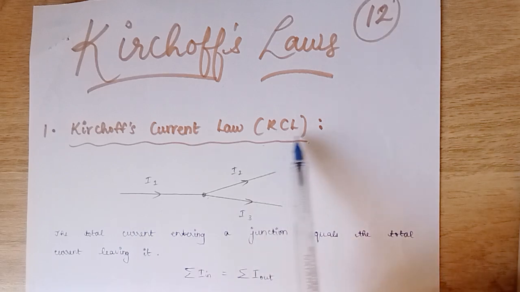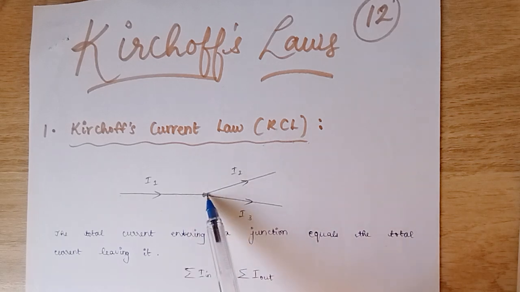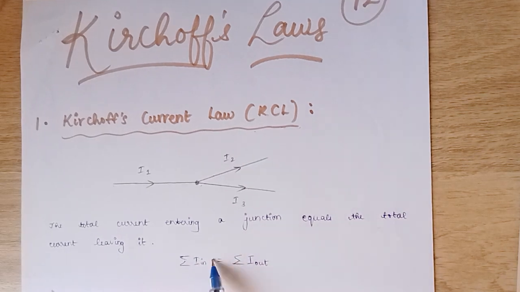Kirchhoff's current law states that the total current entering a junction equals the total current leaving it, which means the total current that enters a junction and the total current that leaves the junction will be equal. That is sigma of I in, or I entering, where I is current. So the sigma of the entering current is equal to the sigma, or the total, of the exiting current.